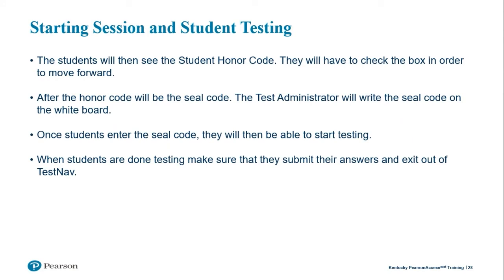As soon as the students sign into the test, the first thing that they will see is the student honor code. There will be a box that they will need to check in order to move forward. They will not be able to move forward until they check that box. After they've selected the honor code, the next page will be the seal code. This is where the test administrator will write the seal code on a whiteboard so all students know what that is. Once the students enter the seal code, they will be able to start testing. When students are done testing, it's very important to make sure that they submit their answers and then exit out of TestNav.